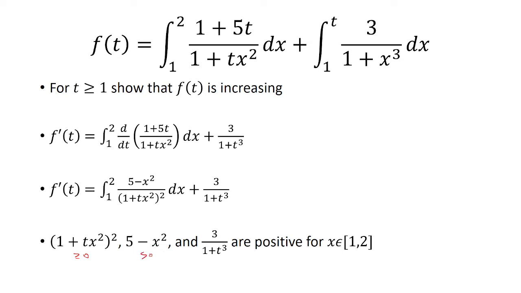So this is positive. And then 3 over 1 plus t cubed, we know t is greater than or equal to 1. So you have a positive number divided by a positive number. That's going to be positive. Okay. So we conclude that f prime is positive, which means f is increasing.